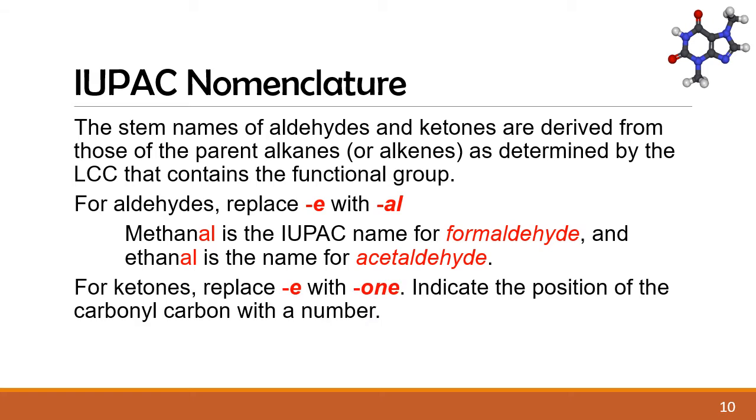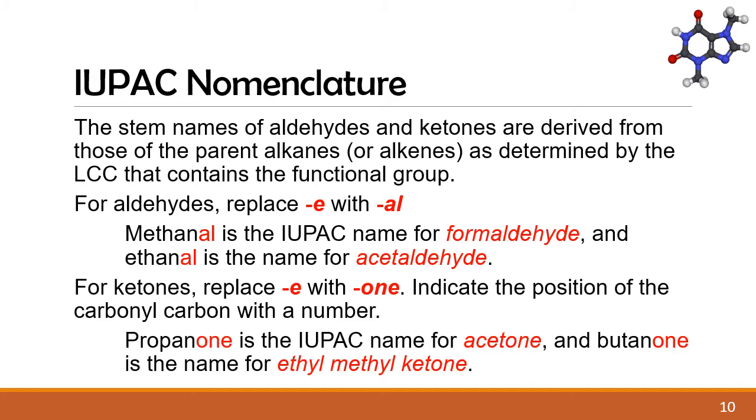For ketones, we replace the E with -one. We indicate the position of the carbonyl carbon with a number. Propanone is the IUPAC name for acetone, and butanone is the name for ethyl-methyl ketone.